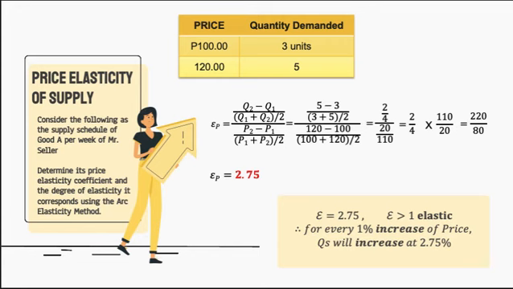Consider the following as the supply schedule of good A per week of Mr. Seller. We need to determine its price elasticity coefficient and the degree of elasticity it corresponds using the arc elasticity method. Since on the given data, the result is 2.75 and it is greater than 1, then the type of elasticity it corresponds is elastic. It means quantity supplied is highly sensitive for every change in its price. Therefore, for every 1% increase of price, quantity supplied will increase at 2.75%. And that ends my discussion about elasticity concept.